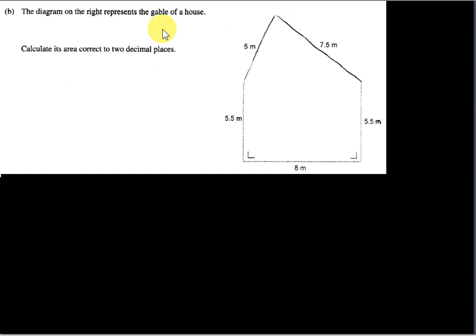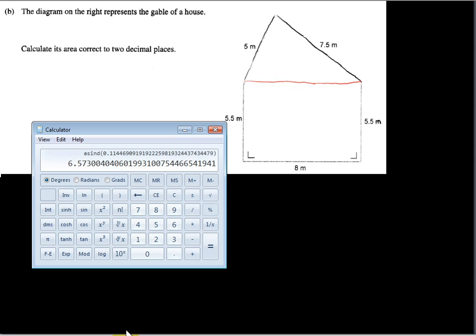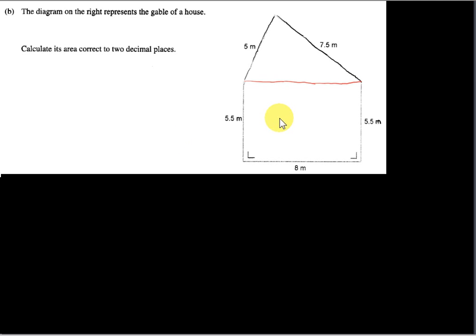The diagram on the right represents the gable of a house. Calculate its area correct to 2 decimal places. Now we see that this gable consists of a rectangle and a triangle. The area of the rectangle is easy to get. We just multiply the sides together. So we have 5.5 multiplied by 8. So it's 44 meters squared.